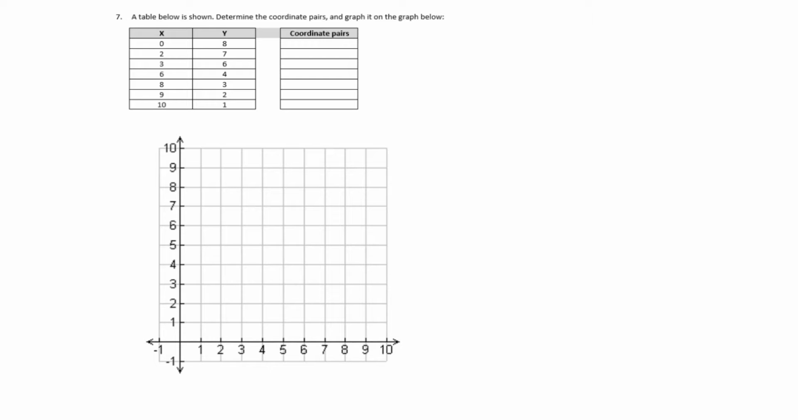It says a table below is shown. Determine the coordinate pairs and graph it on the graph below.